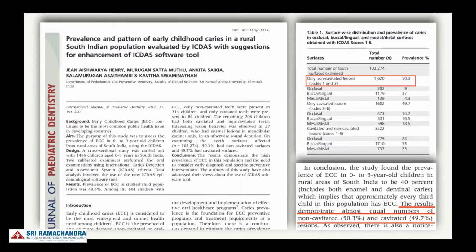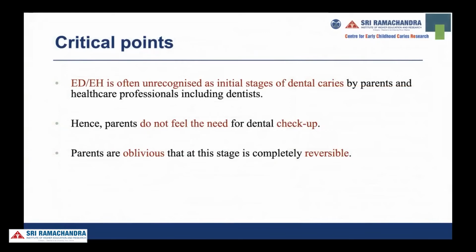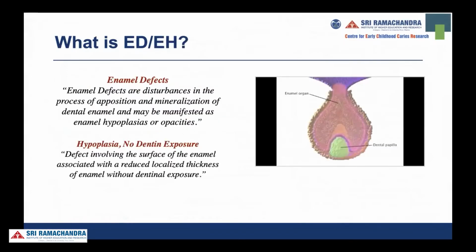The high prevalence of enamel defects reflects the vulnerability of developing teeth to environmental changes during gestation and early childhood. Now, the critical points which we derive from these papers are that enamel defect or enamel hypoplasia is often unrecognized as initial stages of dental caries by parents and healthcare professionals, including dentists. Hence, parents do not feel the need for dental checkups. Parents are oblivious that at this stage, ECC is reversible.